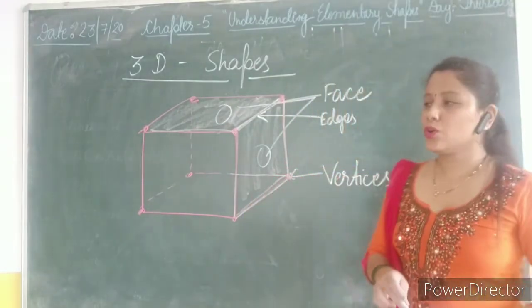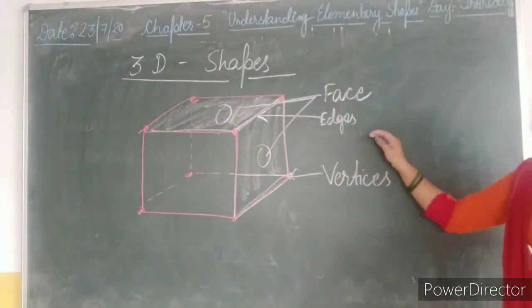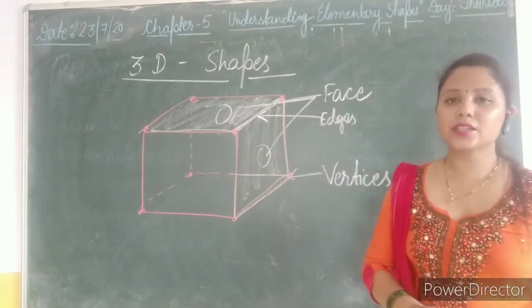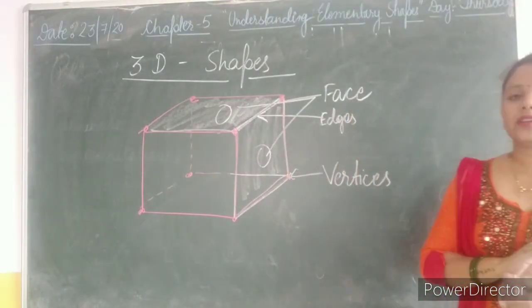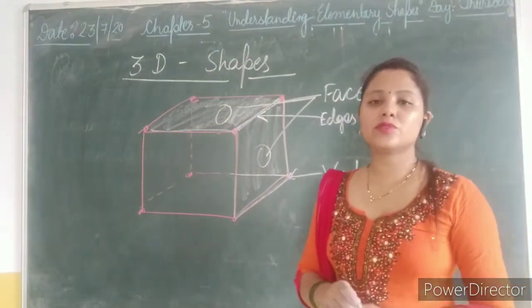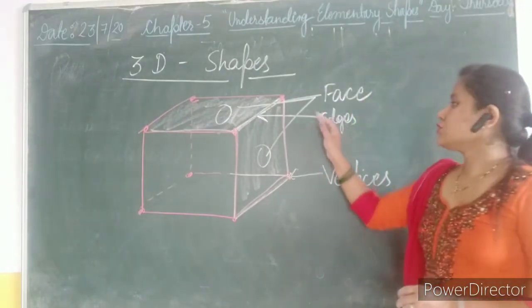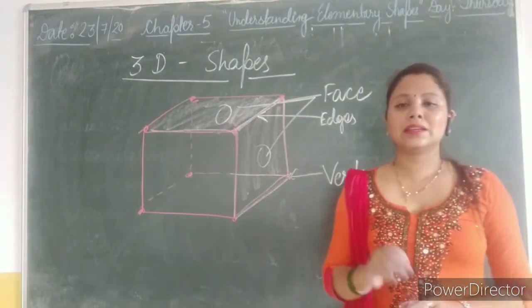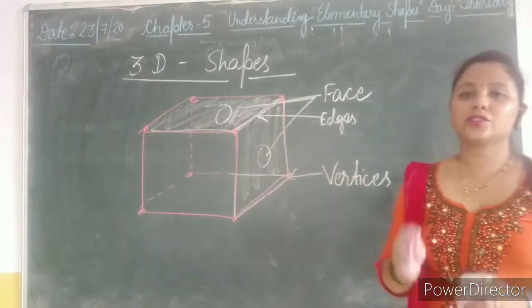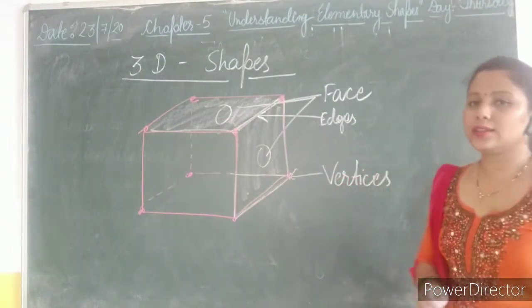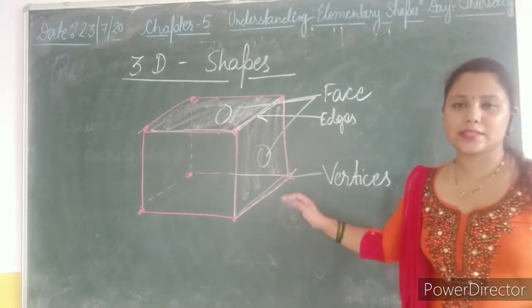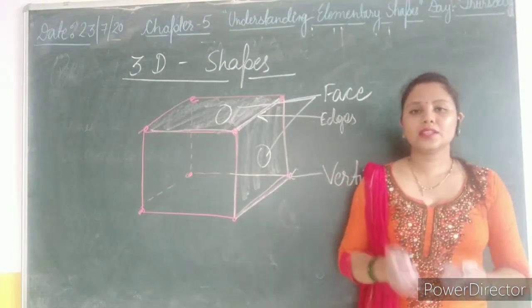Okay. So here is your 3D shape which has length, breadth, and height. Okay. Face, the flat surface of any 3D object, that is your face. When two faces join together, that place is called edges. When 2 to 3 edges join together, that is your vertices. So students, just revise all these topics.